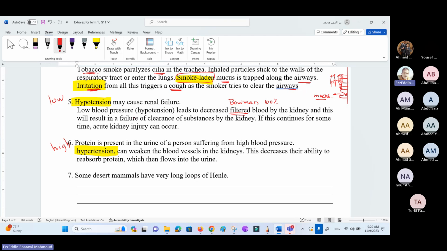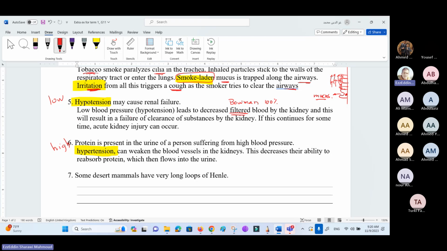Because not all of the substances that the body needs to get rid of will pass from the glomerulus to the Bowman's capsule. So they will stay in your blood. This is called renal failure. So the kidney needs a suitable blood pressure to make the process of filtration happen in the Bowman's capsule.